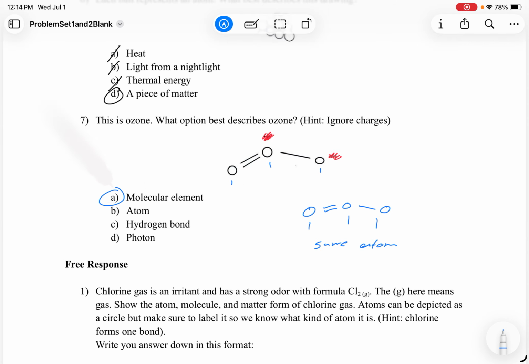Is it an atom alone? No, it's not, because it has 3 atoms, so it's not just 1 atom. Is it a hydrogen bond? Remember our electron hydrogen bonding? Nope, it's not that. There's no hydrogens. Is it a photon? No, it's not. So yeah, ozone is another example of a molecular element.